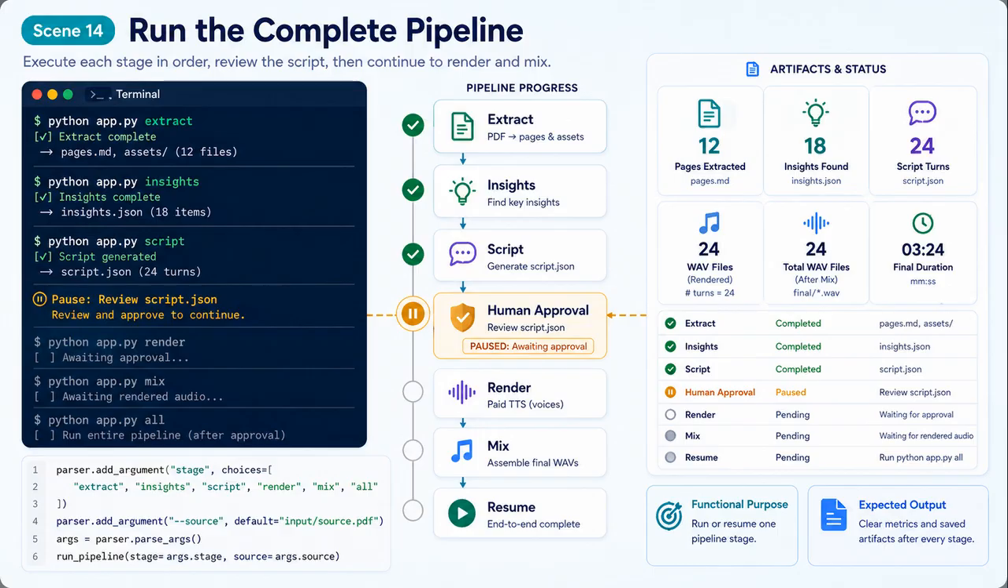A successful terminal run reports extracted pages, insight count, script turns, rendered segments, and final duration. This stage-based design gives you control over cost, retries, and quality at every boundary.